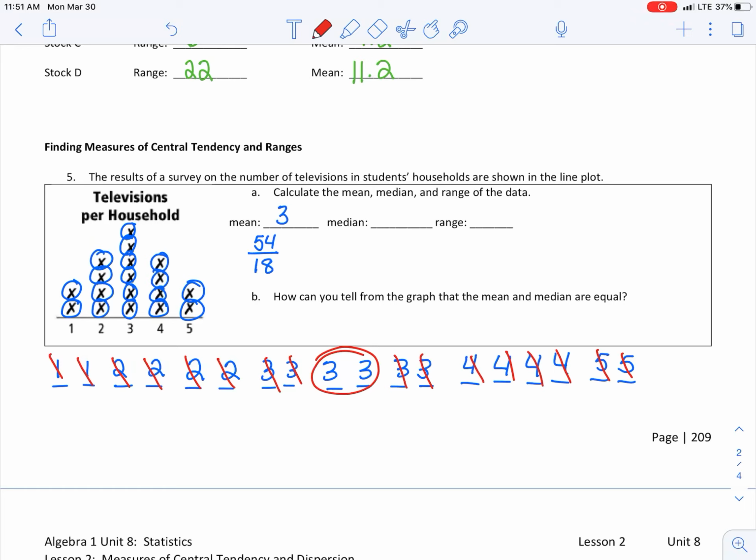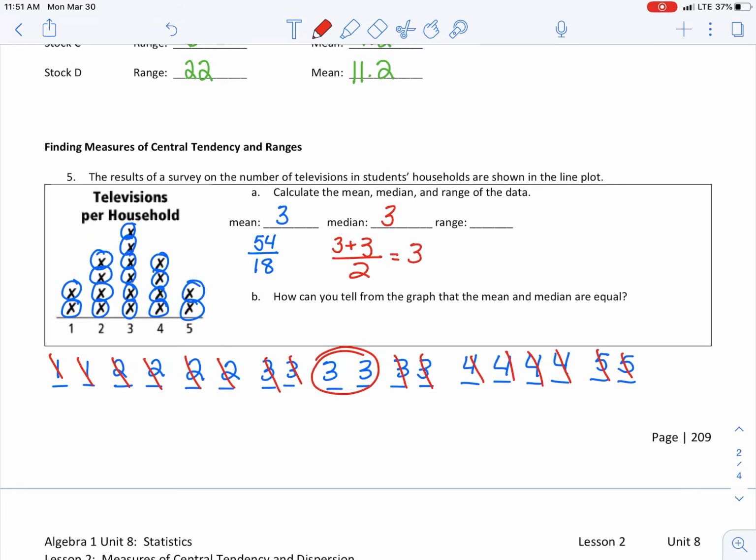Okay, and we get 2 3s in the middle. So what you have to do here is you have to take that 3 plus 3 and divide by 2, which still ends up giving you 3. So you're taking the average of the two, but since they're the same number, the average is just going to be the same. It's going to be 3.